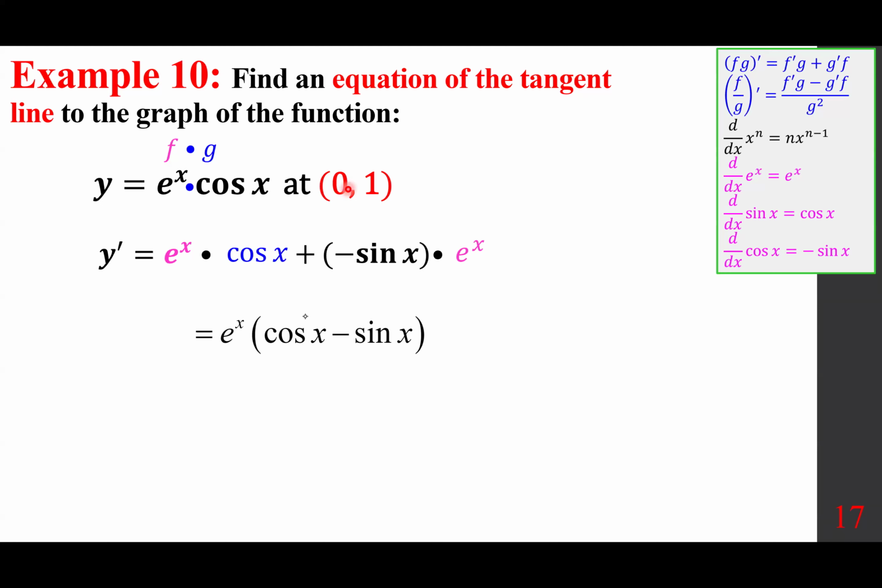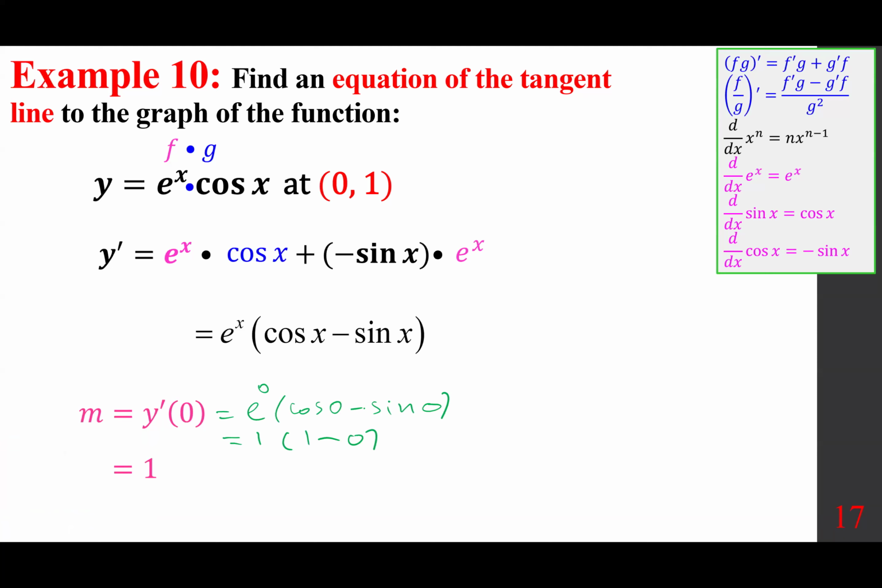When we plug in 0, that becomes the slope. m is y prime of 0, because that's the x coordinate, which is e to the power of 0 times cosine of 0 minus sine of 0, which is 1 times 1 minus 0, which makes it 1.